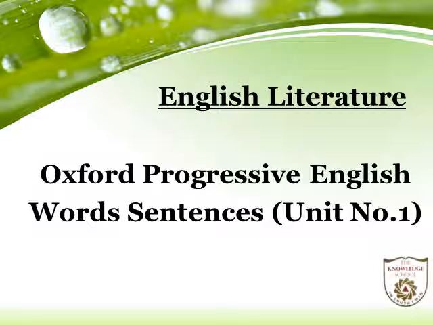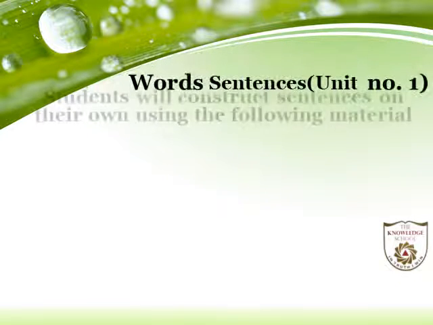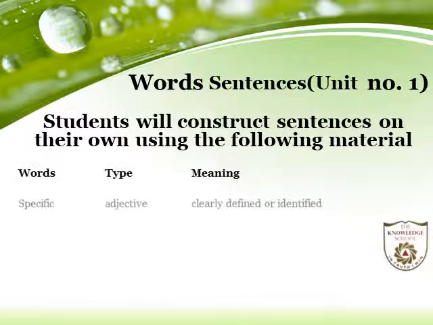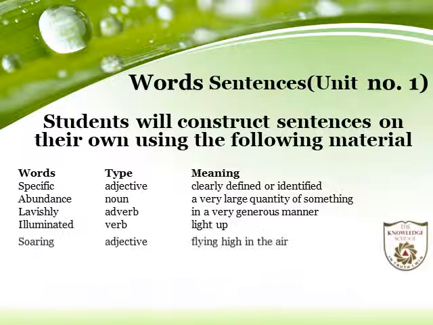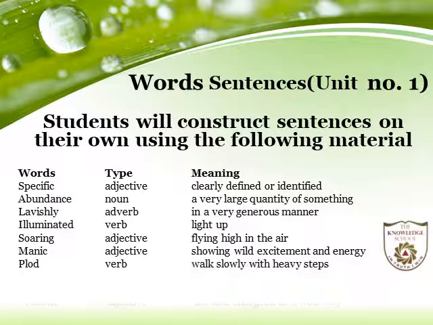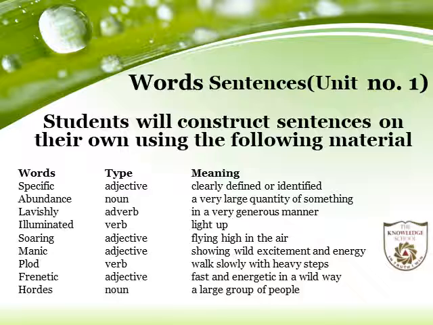The next task is from your book Oxford Progressive English. Here are word sentences from your unit number 1. The name of the unit is Elephant, and here I'll give you 10 words and you will construct sentences of your own for these 10 words.